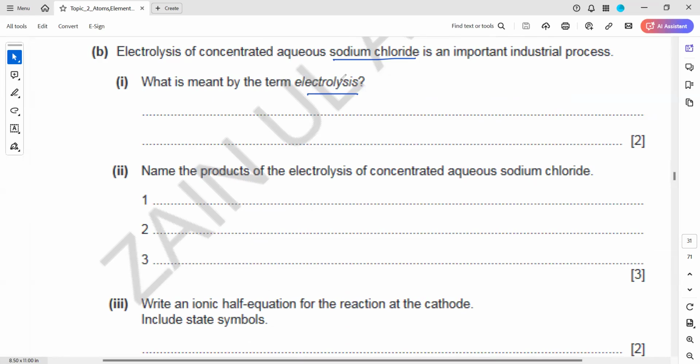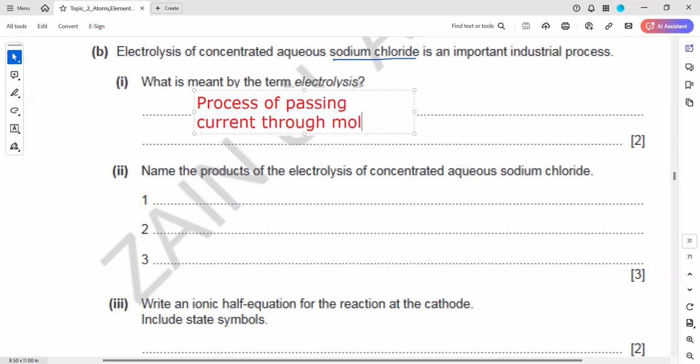Define the term electrolysis. Electrolysis is the process of passing current through a molten or aqueous substance. So when we pass the current through a molten or aqueous substance, we call it electrolysis.